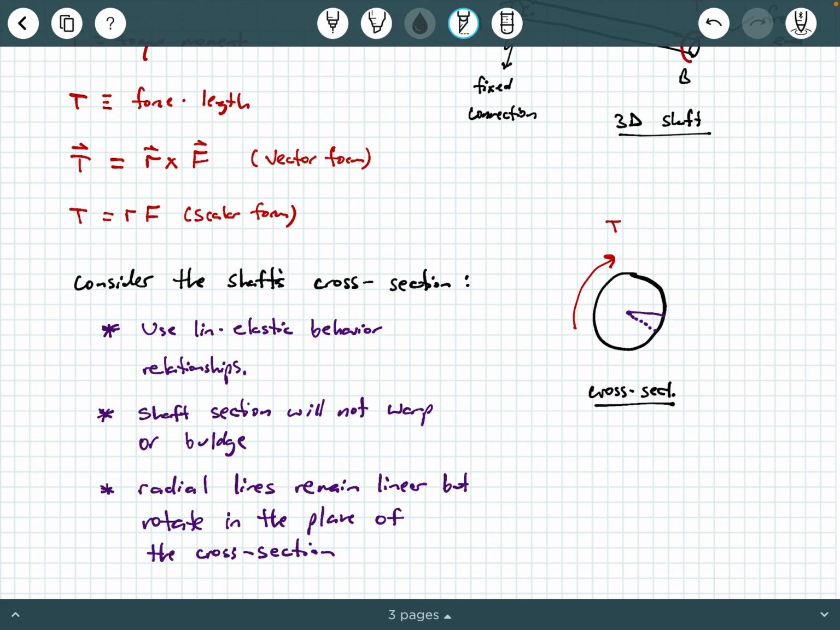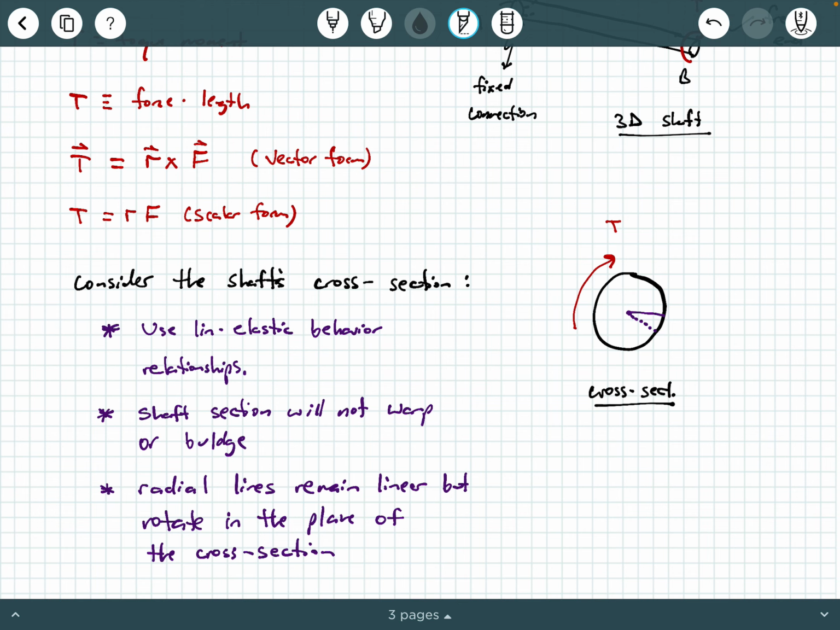First, we're going to use linear elastic behavior relationships, okay? So for the purposes of this video, we're assuming everything is behaving linear elastically. Next, we're going to say the shaft section will not warp or bulge. That means that the plane of this cross section is not going to deform in or out of the screen at you. It's going to remain planar, okay?